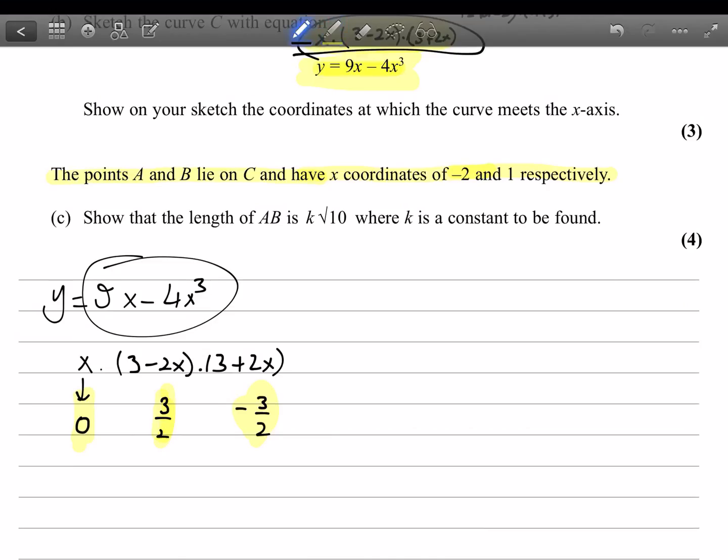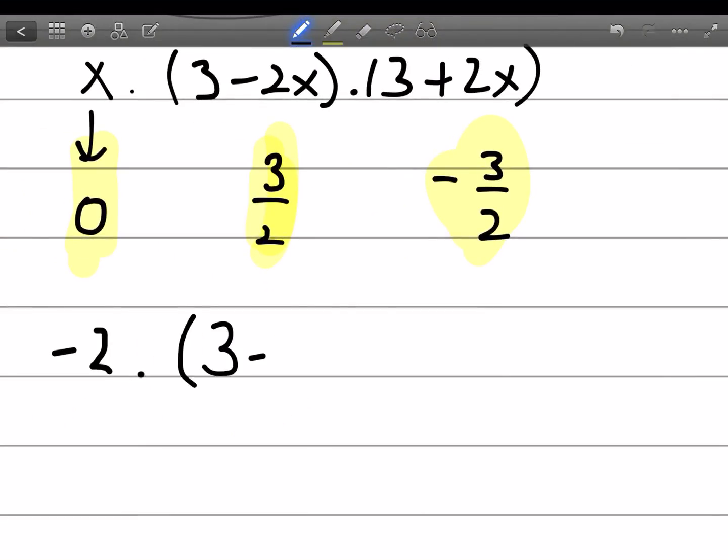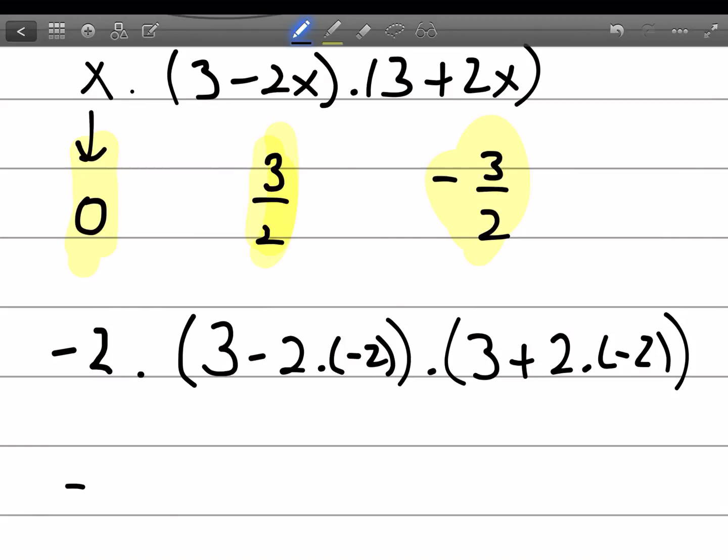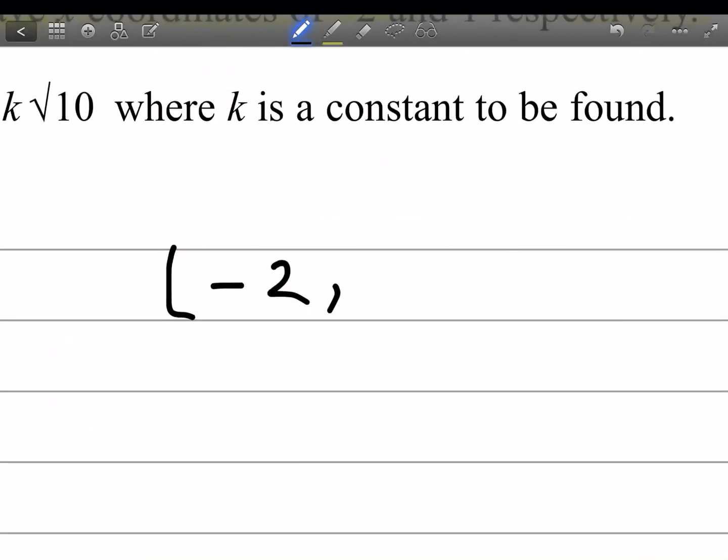It's really easy. For x equal to -2, if we write here -2 times (3 minus 2 times -2) times (3 plus 2 times -2), we have -2 times (3 plus 4) times (3 minus 4), so we have -2 times 7 times -1, which is 14. And our point is (-2, 14).